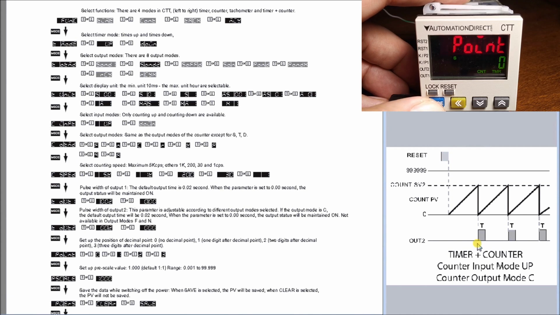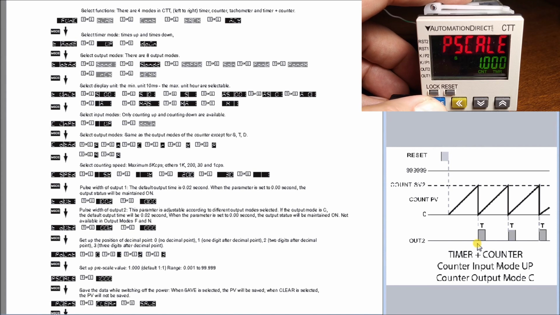Hit mode again. This is our decimal place for our display unit. We'll leave it at 0. Then this is our prescale. This indicates what the value of that counter pulse is going to be when it comes into the unit, and we can scale it to an engineering unit that makes sense to us, like a length.